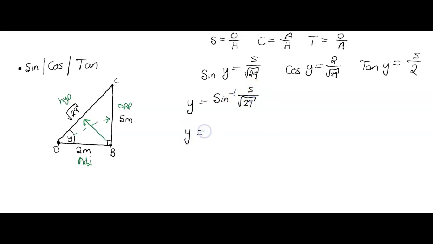Y then is equal to, and you hit shift, sine, 5 over, hit your fraction button, root 29, close your bracket, and it's 68.19859. So if I was asked for the nearest degree, it'd be 68 degrees. Okay, so it depends on what you're being asked. Now if I work out those other two, I should get 68 degrees as well, alright?